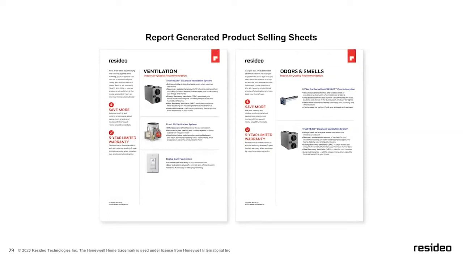And then when it comes to odors and smells, good proper ventilation is a great way of controlling it. But using our UV with air purifier with AIRBRIGHT is another fantastic way to control odors and smells.